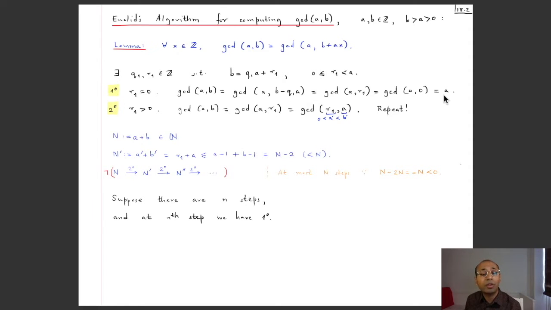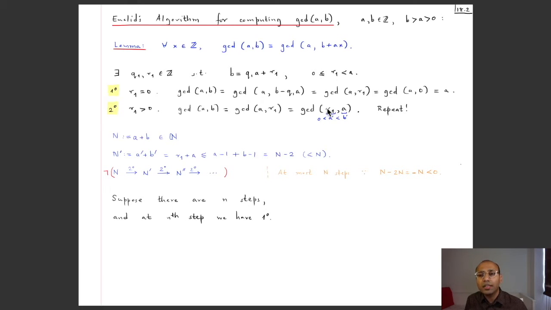So in this case we have found the GCD, and the other possible case is when this r1 is positive, in which case if I do the same thing, then I again end up with the GCD of a comma r1, and then I can swap these two entries, so I have got the GCD of r1 comma a.